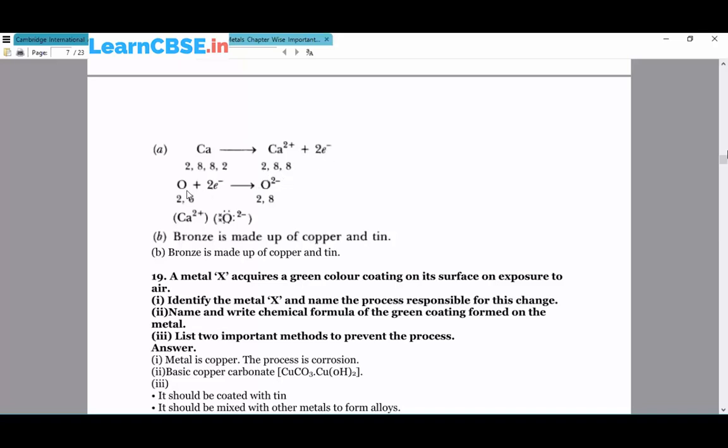Oxygen, which has the atomic number 8, has 2, 6 as the electronic configuration. So it needs 2 more electrons to complete the shell. It gains the 2 electrons from the calcium and forms the O2 minus. So Ca2+ and O2- are the ions present in the CaO.